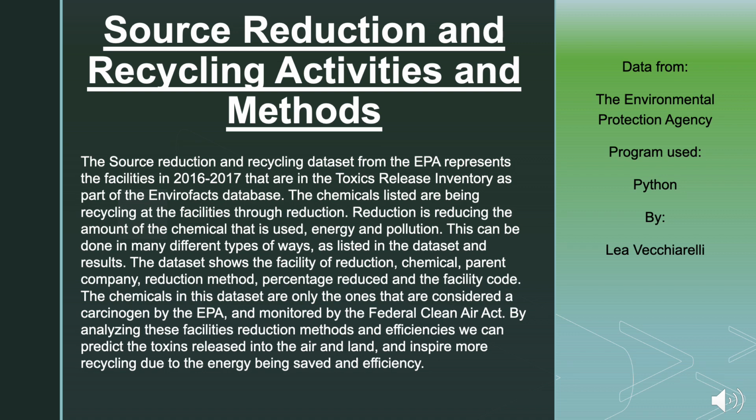The following presentation is on source reduction and recycling activities and the methods to do so. The data is from the Environmental Protection Agency, and the program used is Python. The dataset contains facilities, chemicals, and the reduction methods used. These chemicals are being reduced and recycled to eliminate carcinogens released into the environment. By analyzing the type of facilities, chemicals, and methods, we can inspire more to reduce their chemicals.